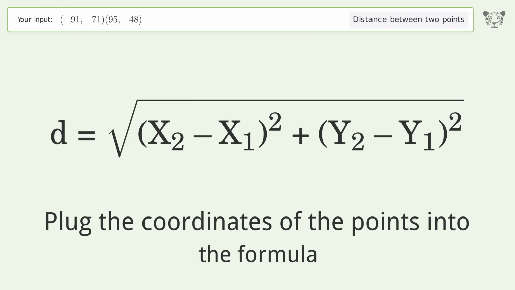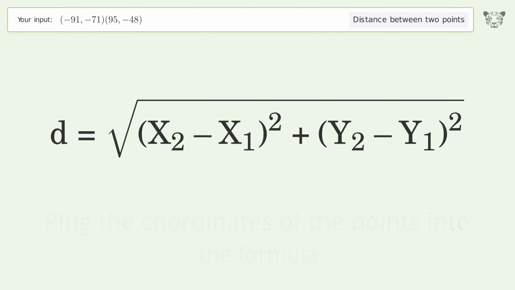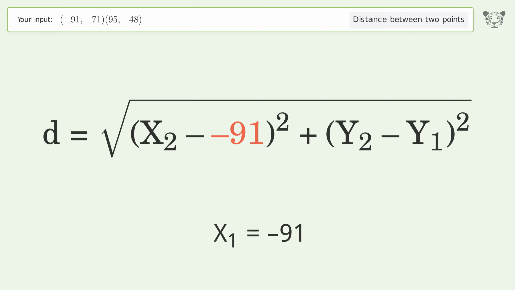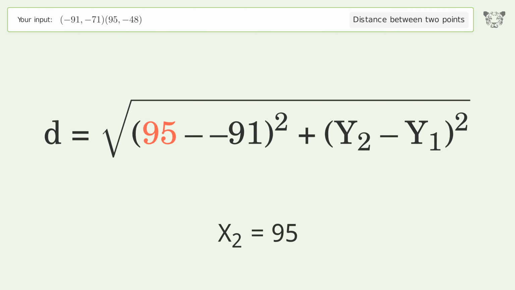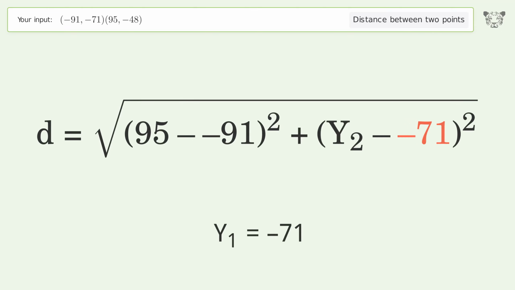Plug the coordinates of the points into the formula. x1 equals -91. x2 equals 95. y1 equals -71. y2 equals -48.